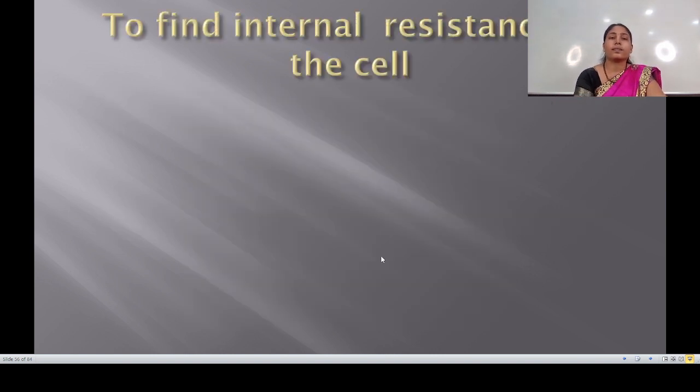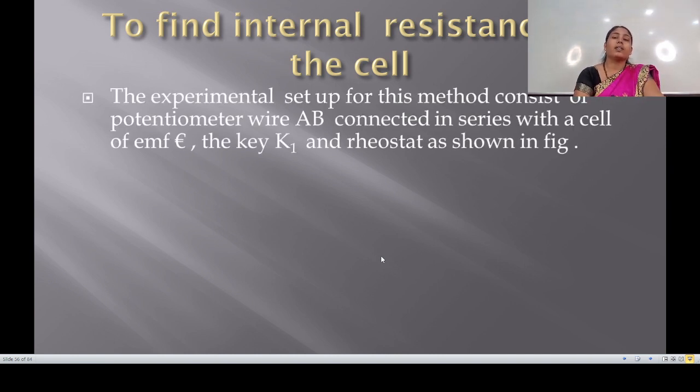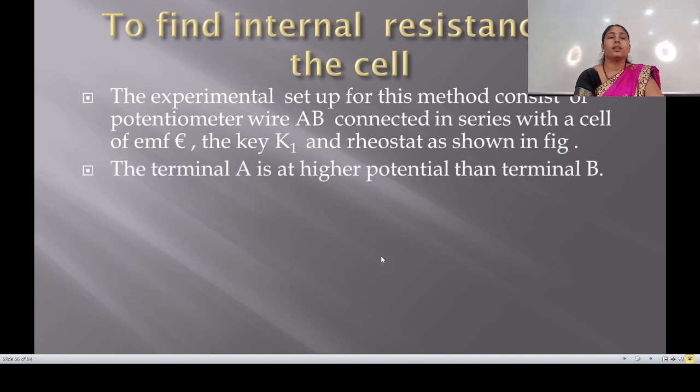Second, to find the internal resistance of the cell, the experimental setup for this method consists of potentiometer wire AB connected in series with a cell of EMF E, the key K1 and a rheostat, as shown in the figure. The terminal A is at a higher potential than terminal B.